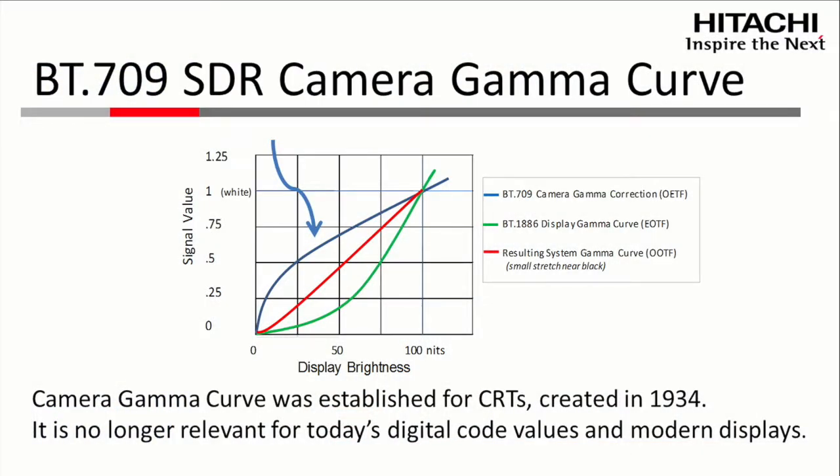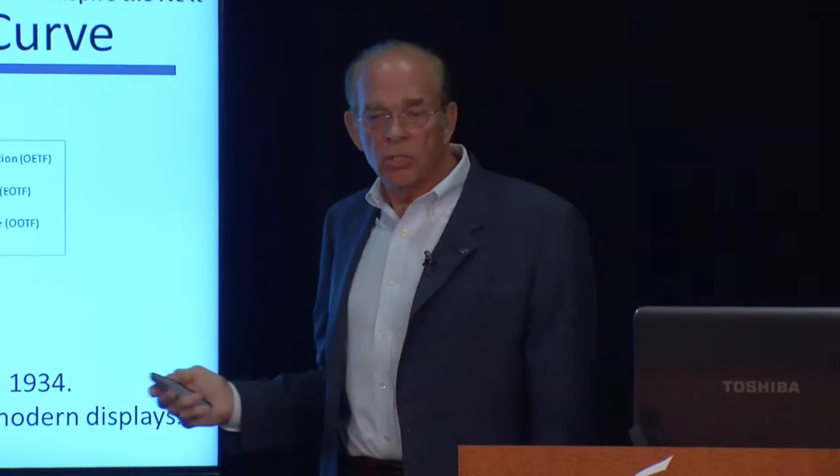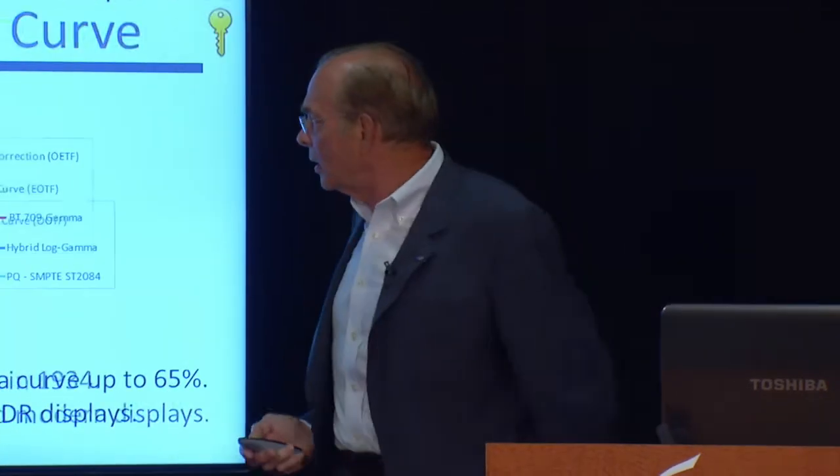This is the gamma curve. This is what the CRT nonlinearity was. And so in the cameras, we had to compensate for that by putting an opposite curve leading to the red line. The red line is not perfectly linear, but it's close enough. So this is where the problem comes in.